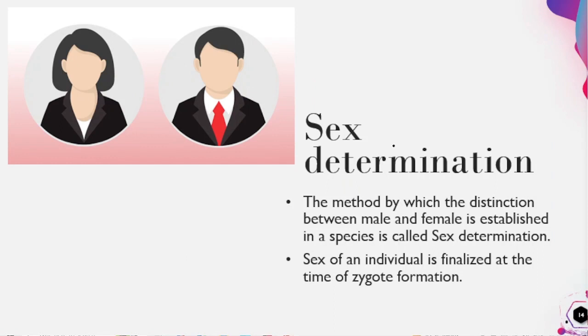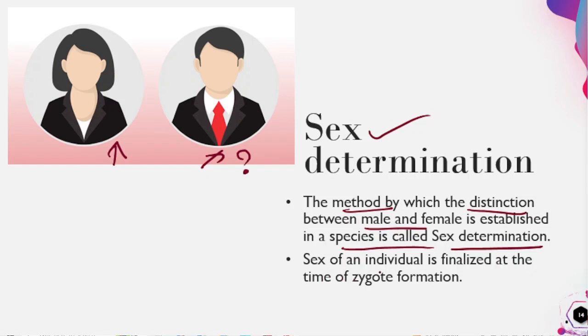Our main goal today is to read about sex determination. If you are going to read about it, you should have a greater understanding of what sex determination means. It is a method by which the distinction between male and female is established in a species. You are describing the possibility of a female being born and the possibility of a male being born. You are giving the distinction between male and female in a species. This is called sex determination.